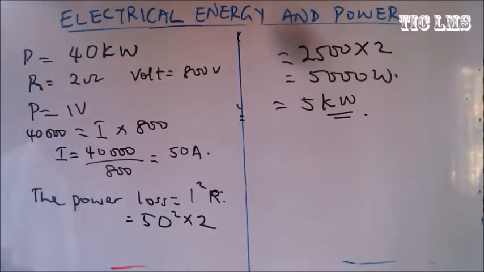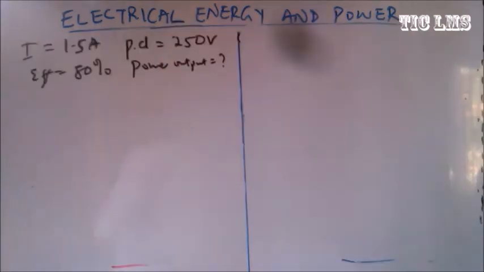Hence, the real power that is used is 40 minus 5. That is 35 kilowatts is the effective power in this setup.